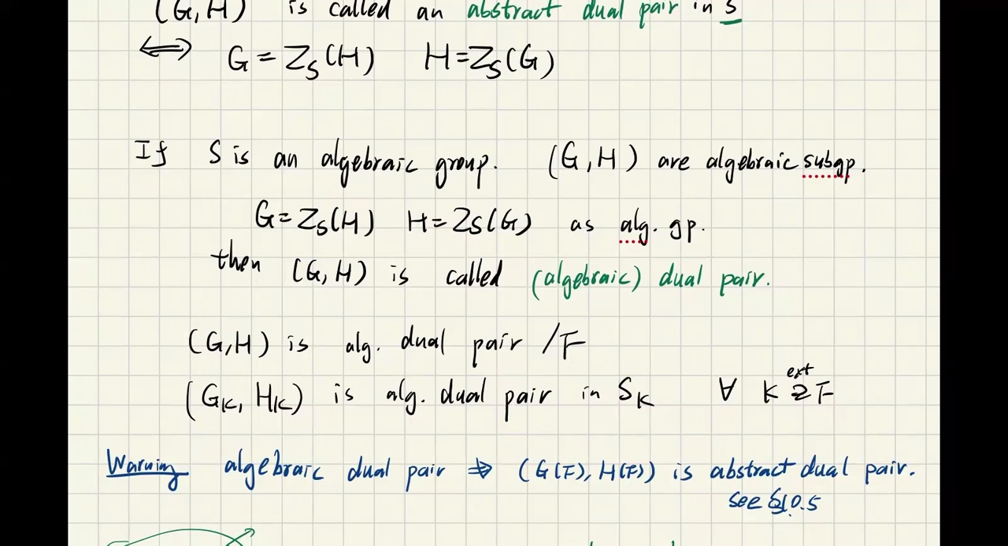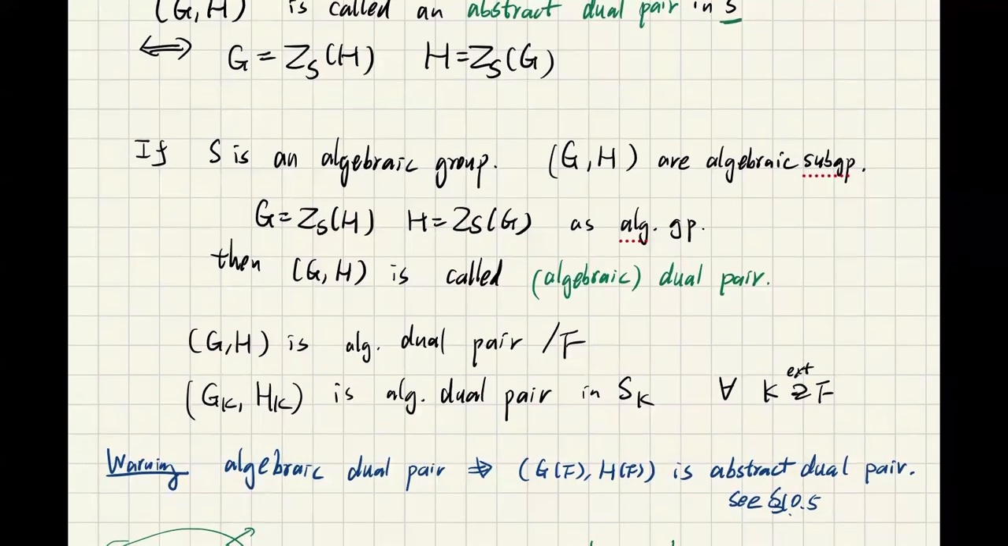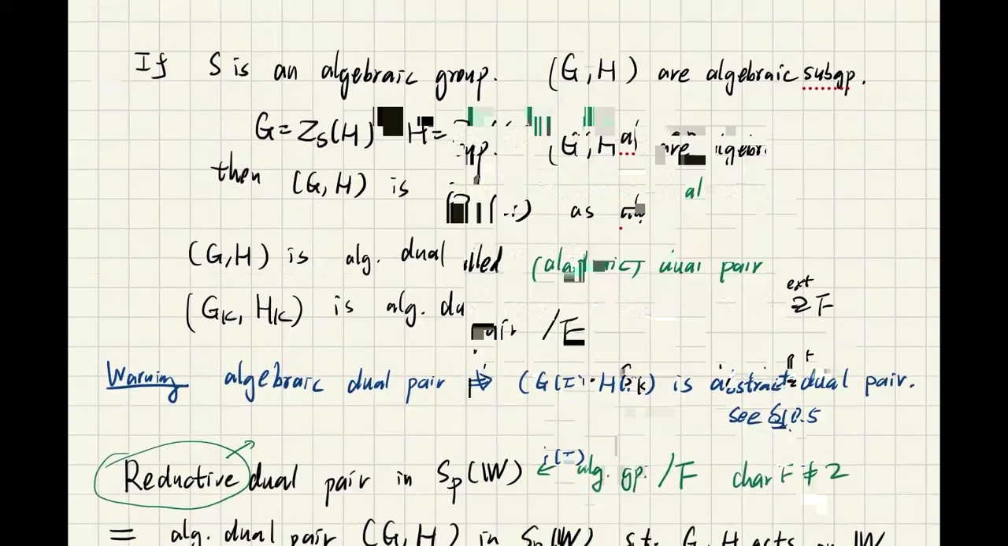So later we will see what's the difference between the algebraic and abstract. The actual requirement for an algebraic dual pair is that G and H must be mutual centralizers in the algebraic group sense. So in this case, we will call G and H an algebraic dual pair.